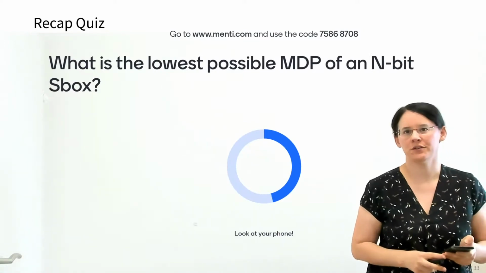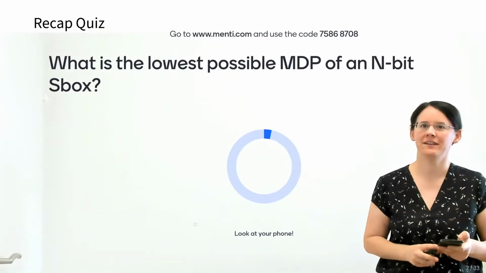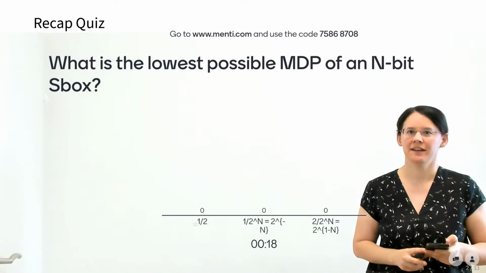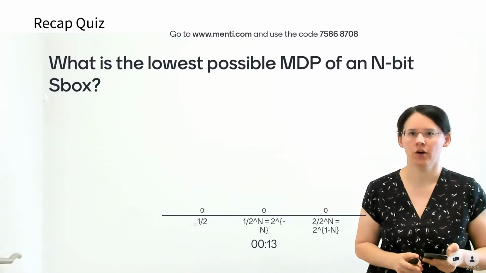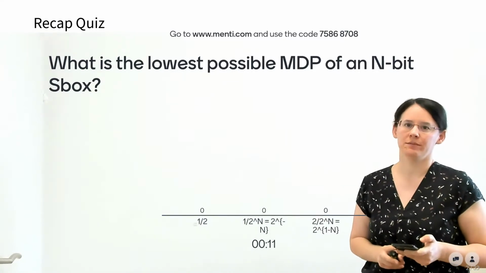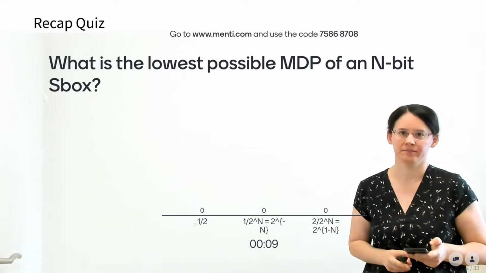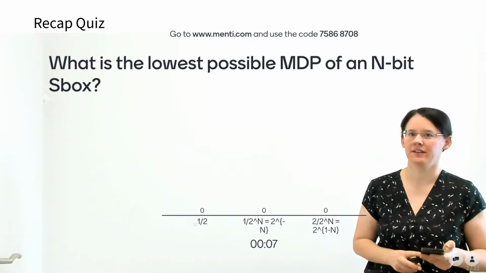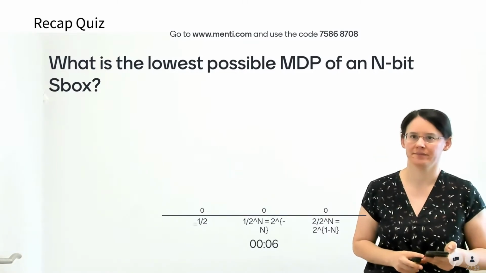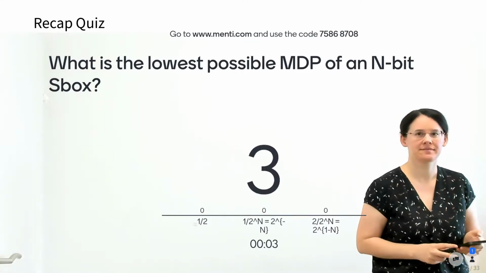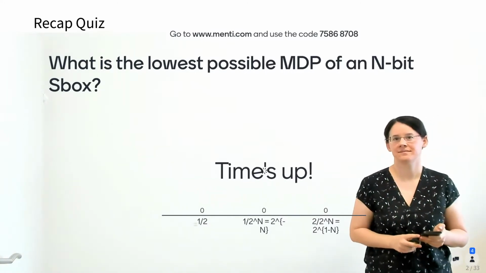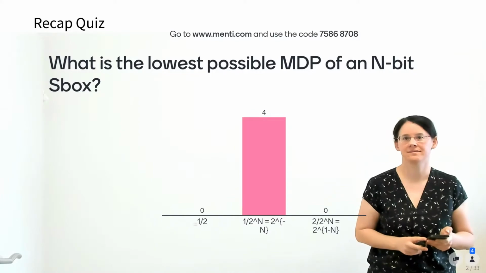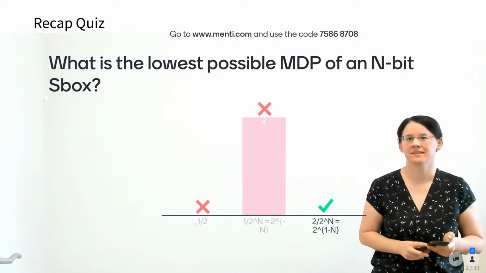What's the lowest possible maximum differential probability of an n-bit Sbox? Is it 1/2 maximum differential probability, or is it 1 divided by 2 to the power of n, or is it 2 divided by 2 to the power of n?